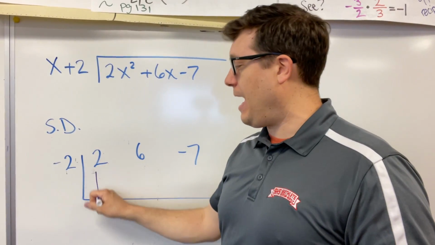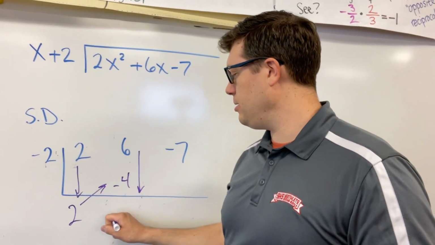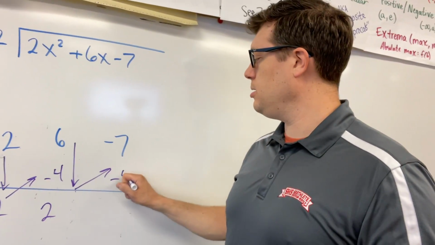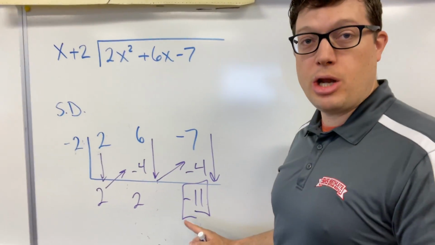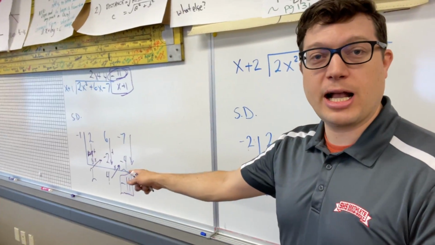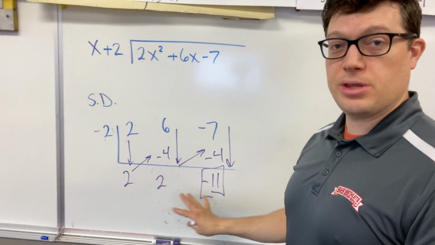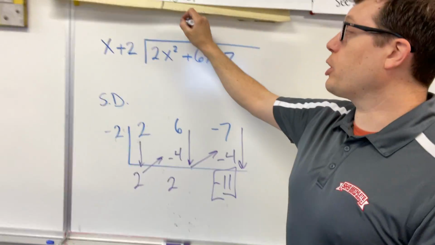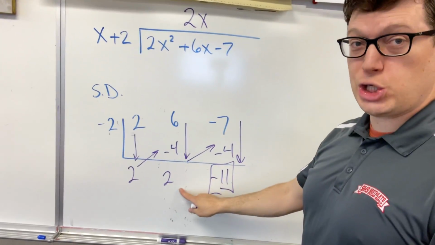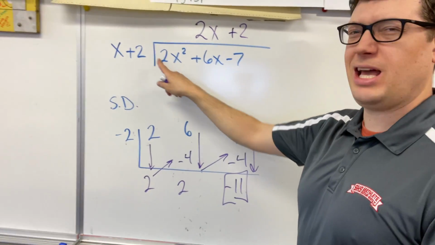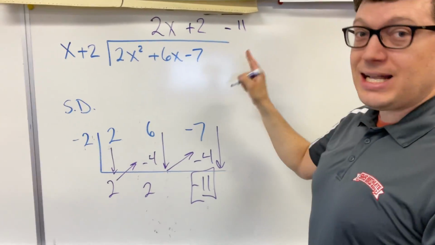So I'm going to add, multiply, add, multiply, add. Oh my Lord, I get the exact same number here, negative 11, just like I got negative 11 over there. So when you do the long division process, if you do it synthetically or the long division way, we're going to get 2x because of the 2, plus 2, and never put anything over the x squared. And then this minus 11, that's the remainder.